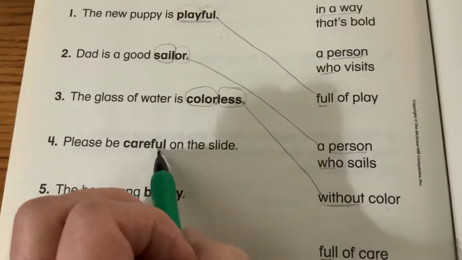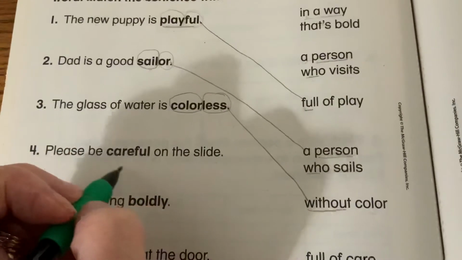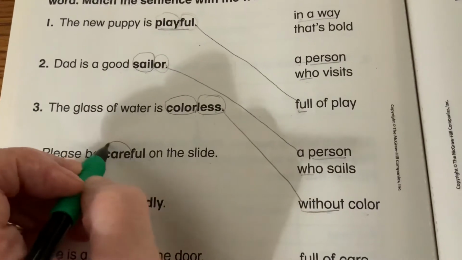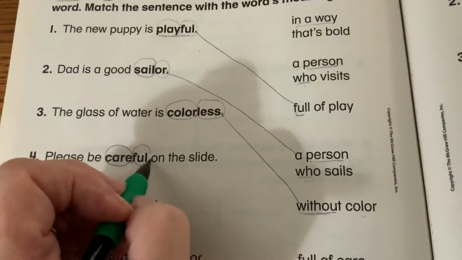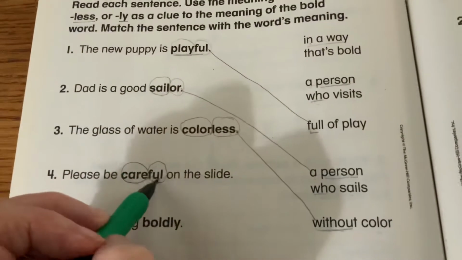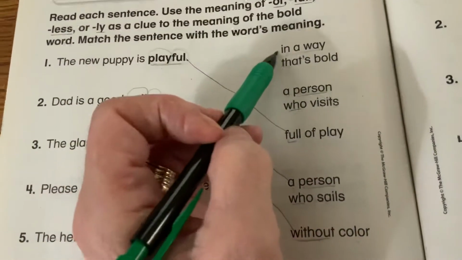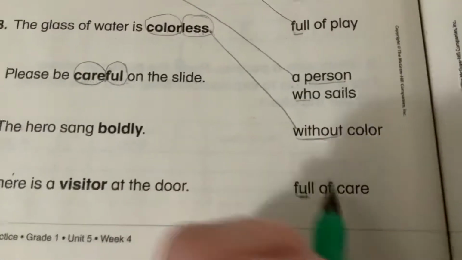Okay, please be careful on the slide. The word we're looking at is careful. What is the root word? The root word is care. And what is the suffix? Full. So full again meant full of. So full of care. So we're looking for full of. There it is, full of care.